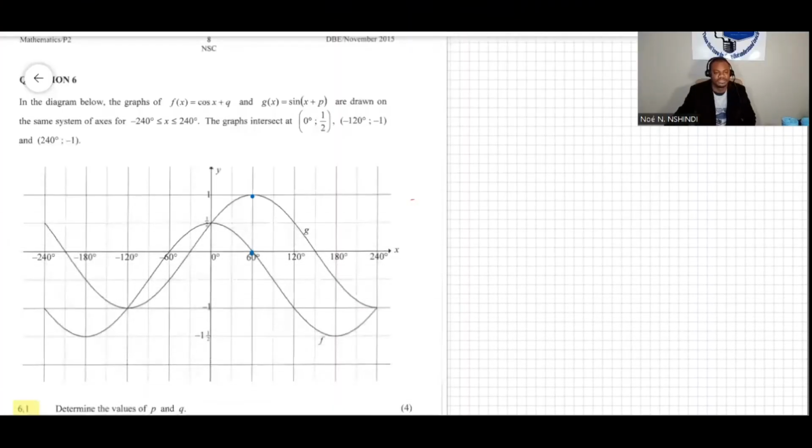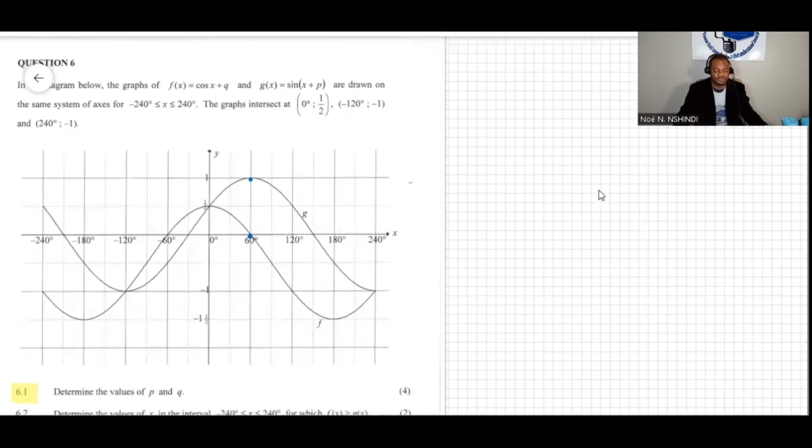Well, we have a question here, question 6. The question says, in the diagram below, the graphs of f of x equal to cos x plus q and g of x equal to sine of x plus p are drawn on the same system of axes for negative 240 degrees less than or equal to x less than or equal to 240 degrees. The graphs intersect at 0.5 and negative 120 and negative 1 and 240 degrees and negative 1.